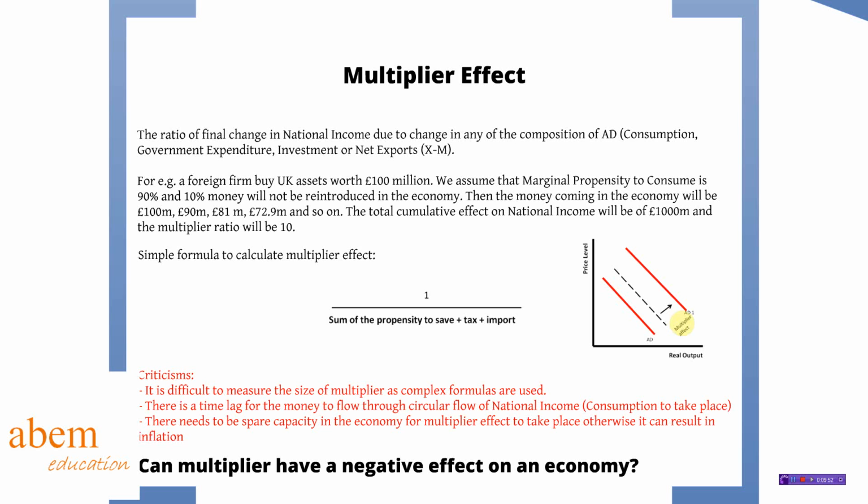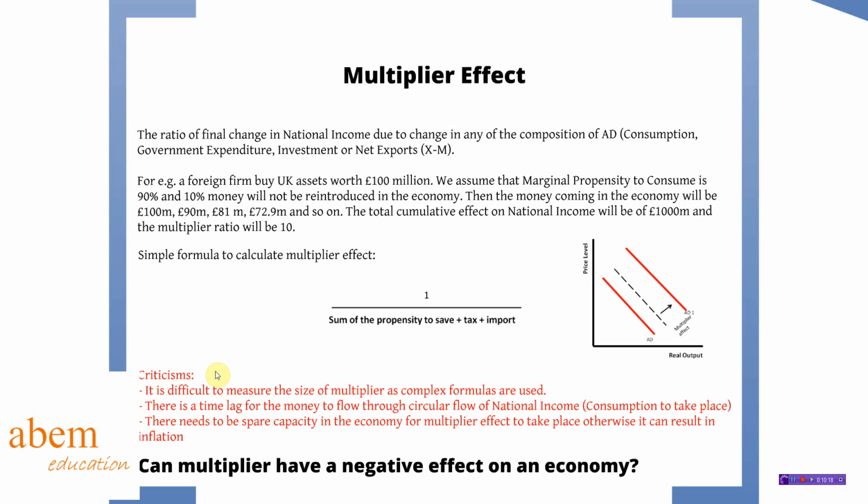I've put this down over here as an example to explain to you what the multiplier effect is. So the multiplier effect causes the aggregate demand to shift further right. We can also have a negative multiplier, which will actually shift the AD further left. There is a broad criticism of the multiplier effect, which is that it is difficult to measure the size of the multiplier as complex formulas are used.